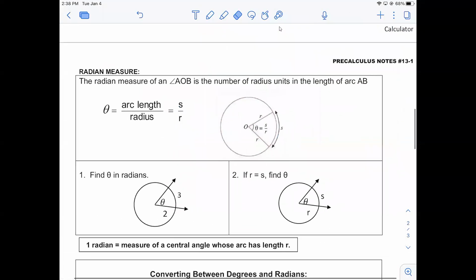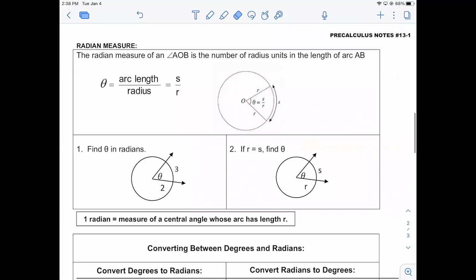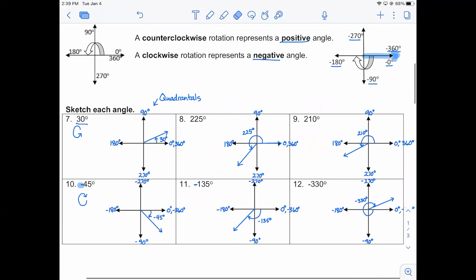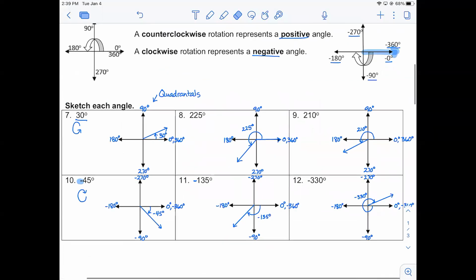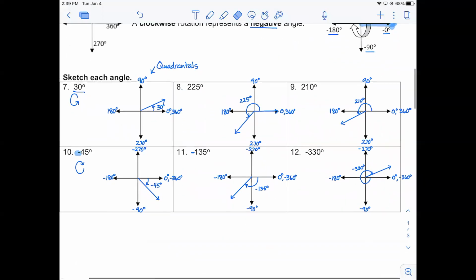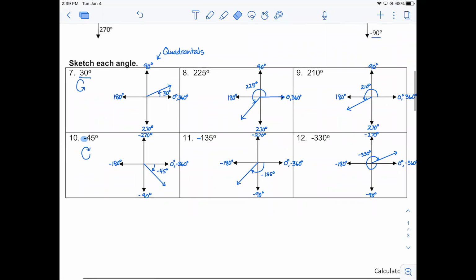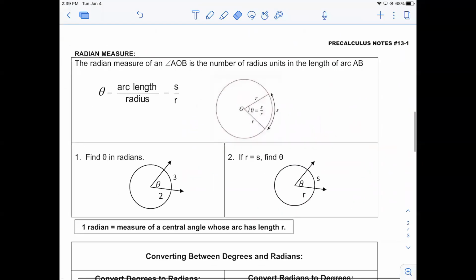Okay, moving on to this next part. This next part is we're going to start talking about what a radian measure is. In that last one, we talked about the degrees of an angle in a circle, which you should kind of understand because we've talked about angles and degrees before. Now we're going to be talking about radian measures.